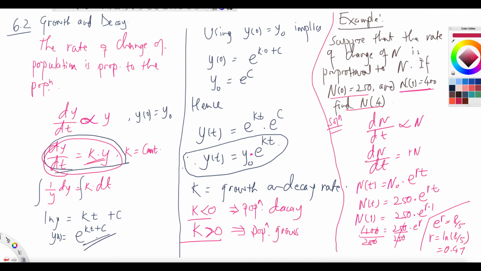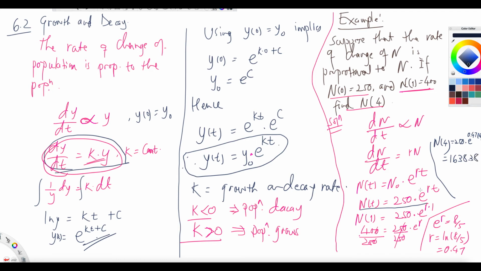But what is the question? You need to find n4. So what is n4 then? Let us plug that in. N4 equals 250 times e to the r, which is 0.47, times t, which is 4. So you get 250 times e to the 0.47 times 4. If I do that, I get 1638.38.